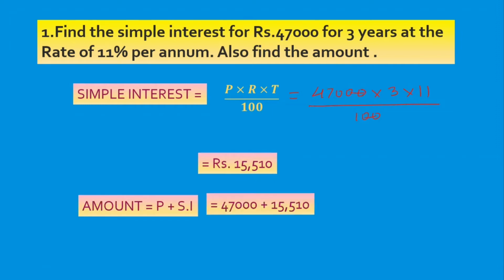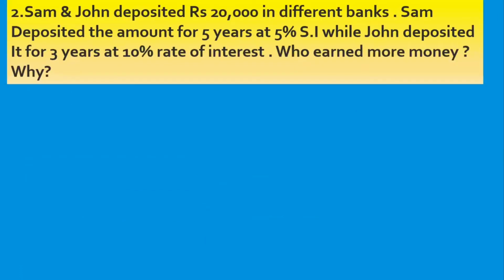Then amount is equal to principal plus interest. So principal was 47,000 plus 15,510, the simple interest we add, and this is the amount, which is 62,510. Got it, children? So simple interest is P into R into T upon 100. We've substituted and calculated, and then amount is principal plus interest. The extra money the bank pays us for using our money is called our interest. Let's take up the next question.